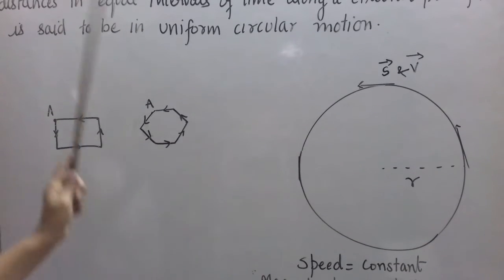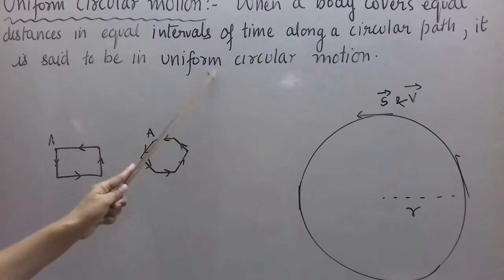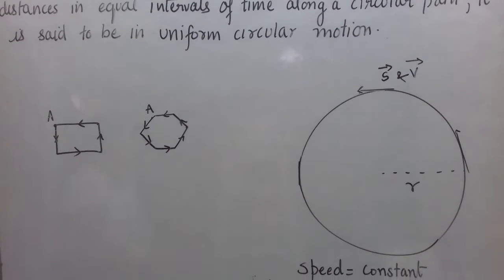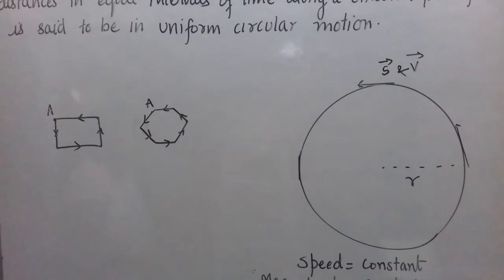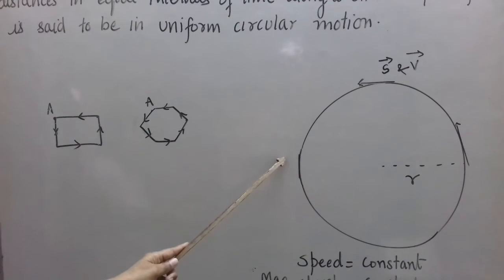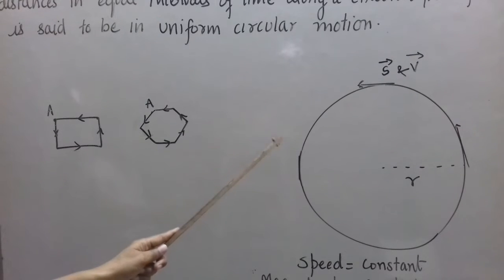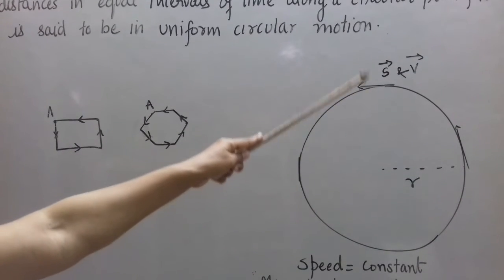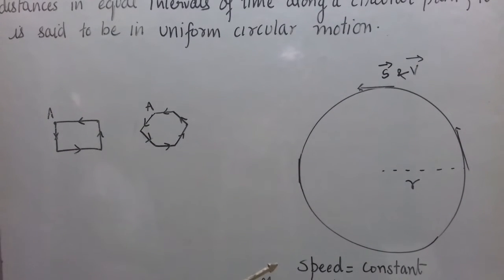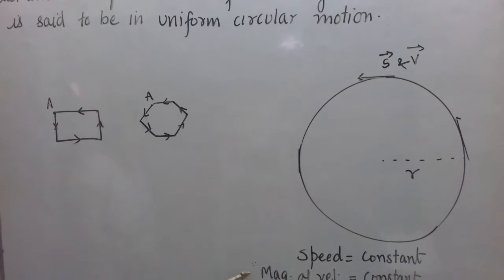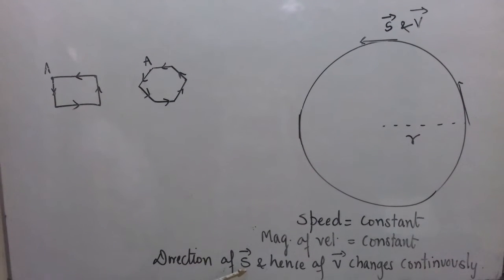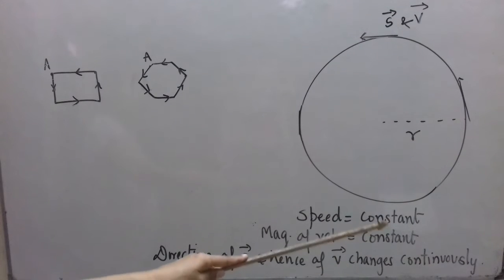So if I ask you what is uniform circular motion, you can easily define it. Now if I ask you what is the direction of motion or direction of displacement or direction of velocity of a body in uniform circular motion, your answer should be: at any point the direction of motion or displacement or velocity is tangent to the circular path at that point. So in uniform circular motion, if I ask you what is constant, you will say speed is constant. Magnitude of velocity is also constant, but the direction of displacement and so the direction of velocity changes continuously.